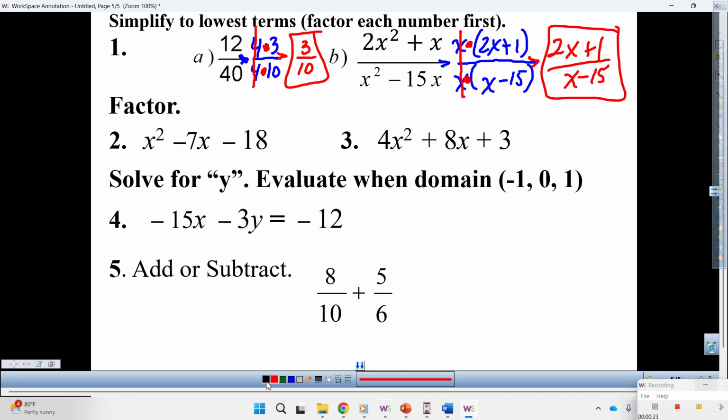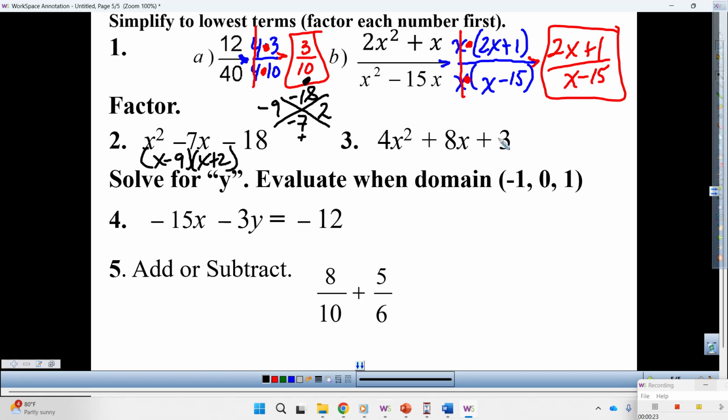Number 2, negative 18 and negative 7. What two numbers multiply give me negative 18 that when you combine them give us negative 7? Two numbers that when you multiply them give us negative 18, when you combine them give us negative 7. Negative 9 and 2. So my factors are x minus 9, x plus 2. All right, let's go to number 3.